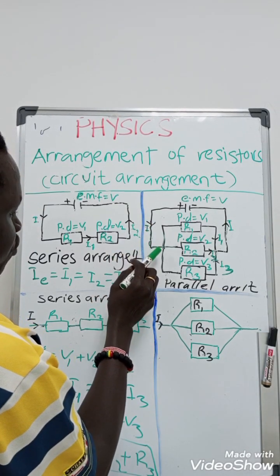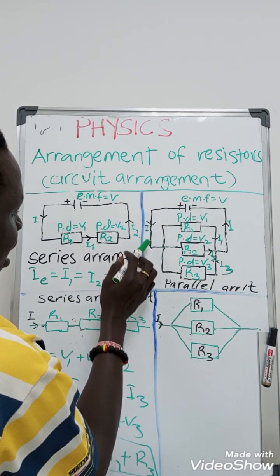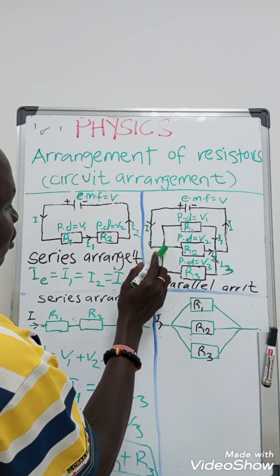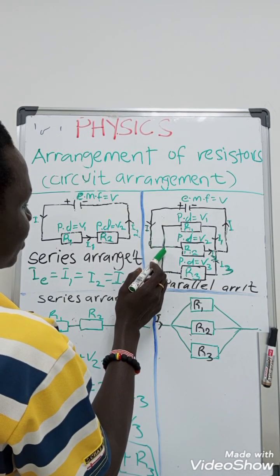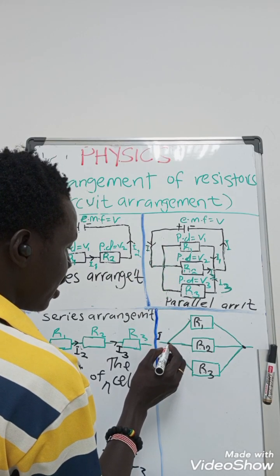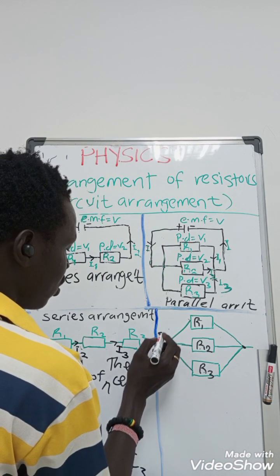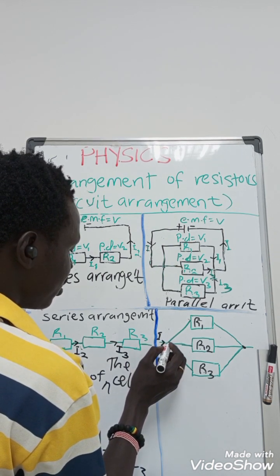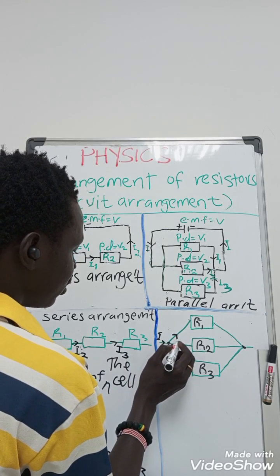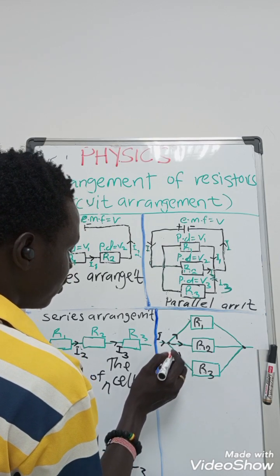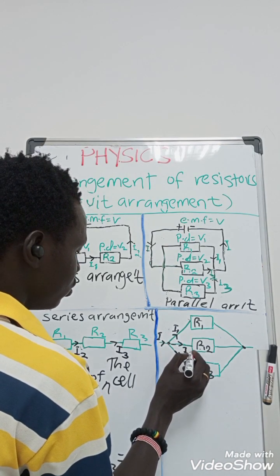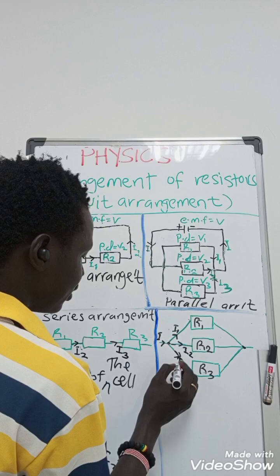Point number 1, in parallel arrangement, current has more than one path when reaching a point where different resistors meet, and it splits into different resistors. Like here, current splits at this point where different resistors meet. It flows into resistor 1, flows into resistor 2, and into resistor 3. We call this one current 1, this one current 2, this one current 3.